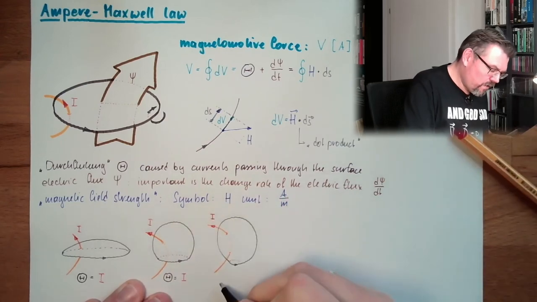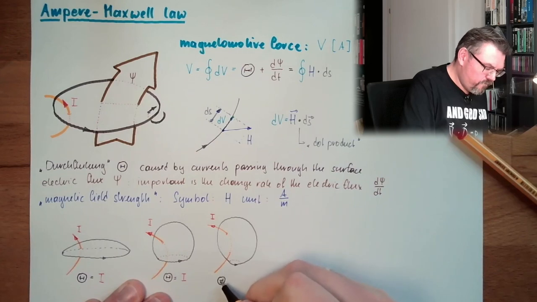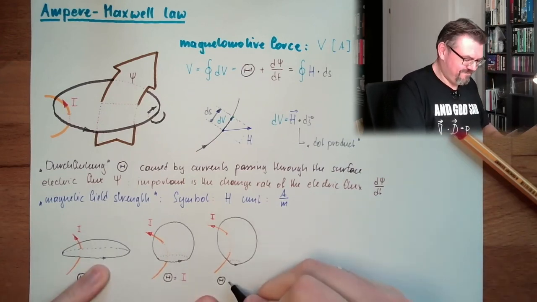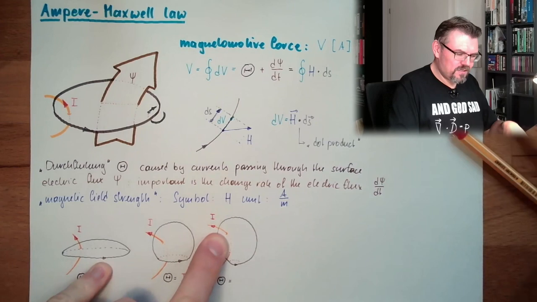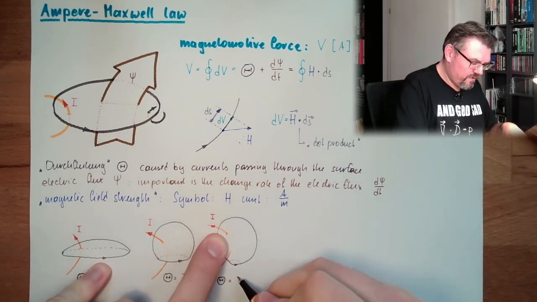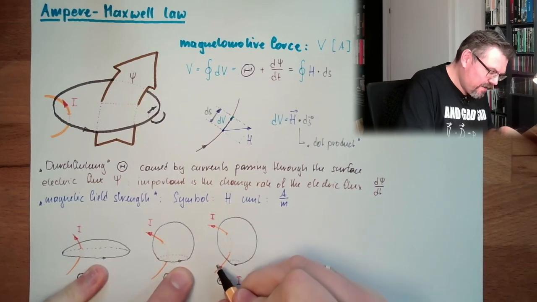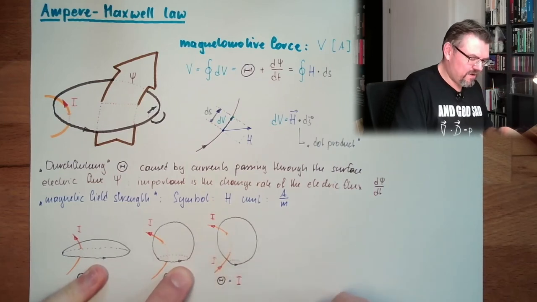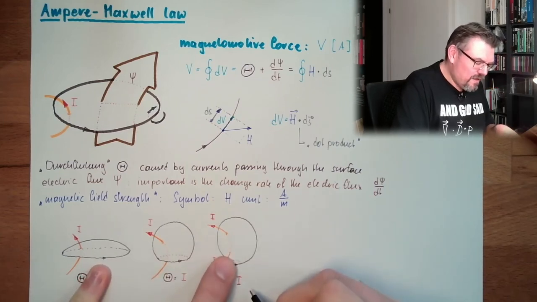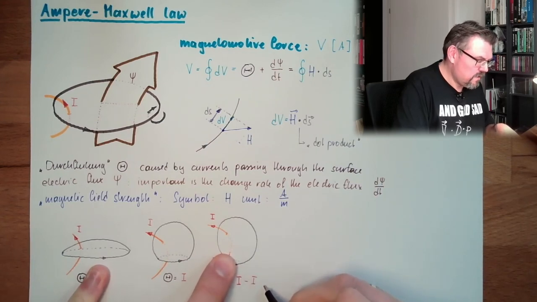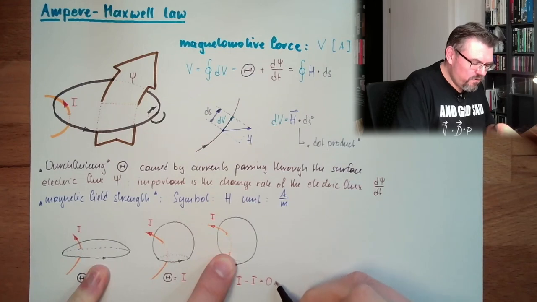Now what is our flush? Here this stays the same. We have positive I. And here we are entering with the same I. There's the same I entering. So this is in the opposite direction, so it's minus I. So we have in total 0 amps.